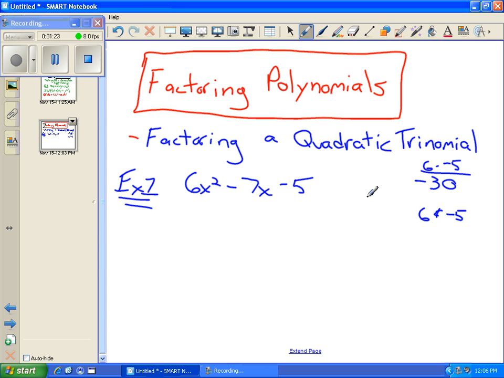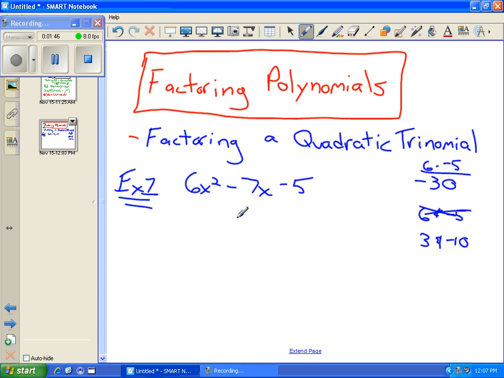Those don't add to be negative 7. Those add to be 1. So I know that's not going to work. You can try some other ones here. You can do 3 and negative 10. When you add those together, you do get negative 7. So those are our magic numbers. We're going to break up this middle term here into 3x minus 10x. The order doesn't really matter.